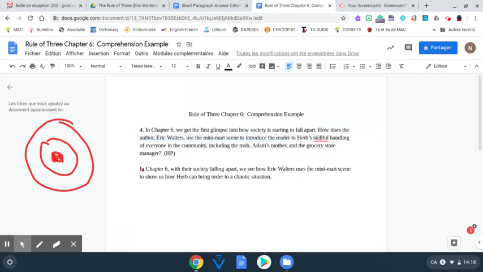So we see how Eric Walters uses the mini-mart scene to show us how Herb can bring order to a chaotic situation. So instead of adding the community, including the mob, Adam's mother, and the grocery store manager, I just summarized all of that as to what he's doing in each of those instances with the mob, with the mother, with the grocery store manager, that really he's taking something that is chaotic and bringing order to it. So that's one way to do it, and that creates a pretty big target because now we can talk about any of these things.